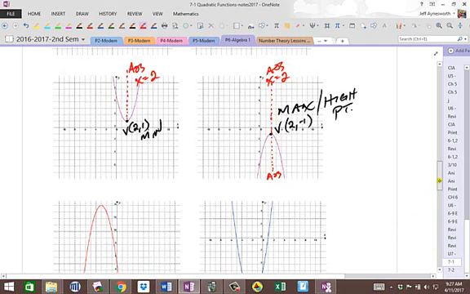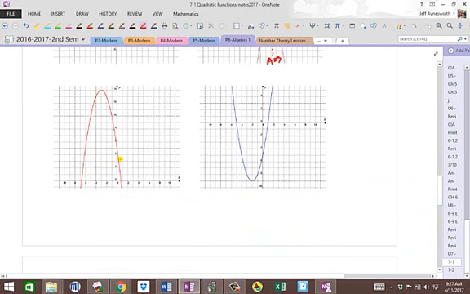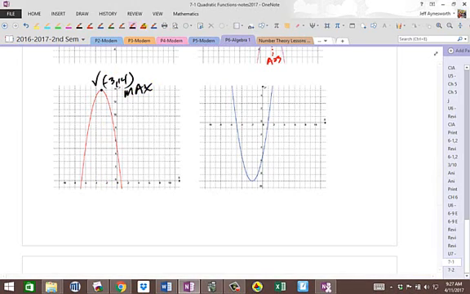On this next one, the vertex is at left 3, up 14. So -3, 14. There's your vertex, and it's a high point, so it's a maximum. The axis of symmetry runs right through it, and since it goes through -3, the axis of symmetry is x equals -3.